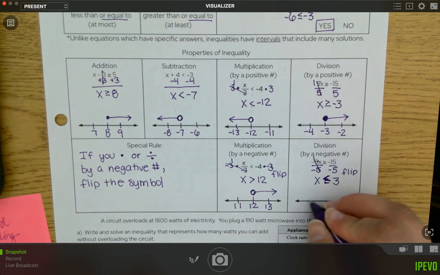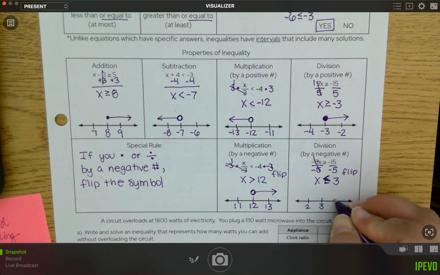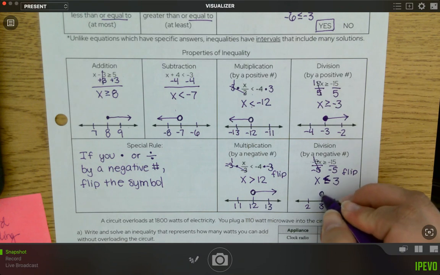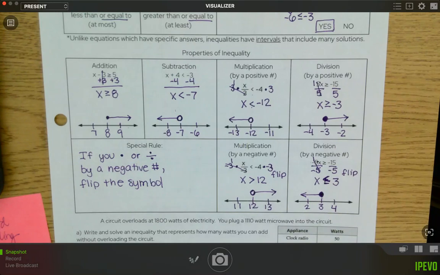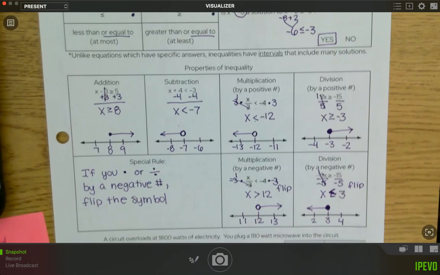So then I'm going to put 2, 3, 4. So I want 3 to be in the middle. I'm going to draw my closed circle and shade to the left. So my answers here could be like 0, 1, or 2. It could even include 3 as long as it's a closed circle. Now let's talk about the word problem.